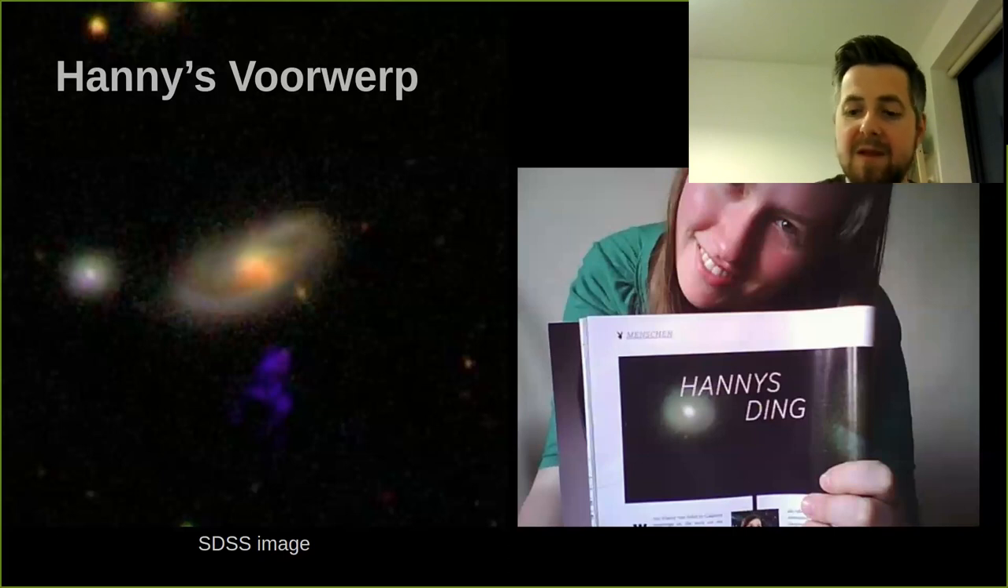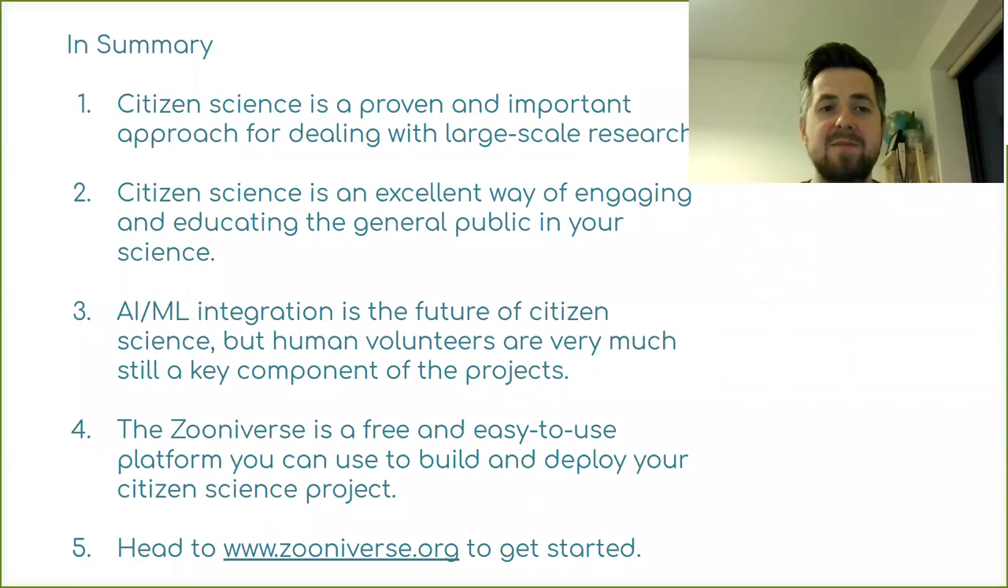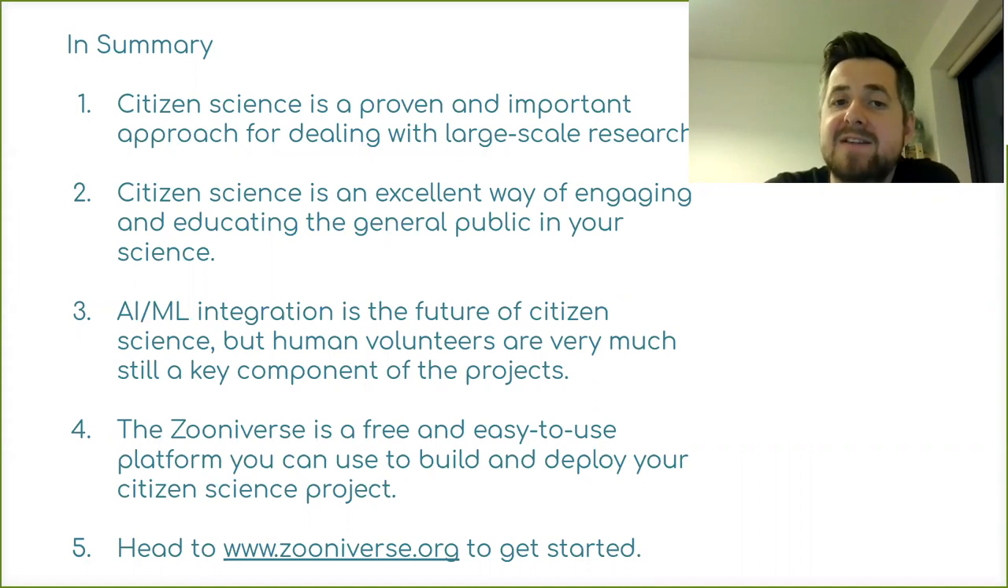So let me just finish up here with a little bit of a summary slide about what we've gone over. The first point is that citizen science is a proven and important approach for dealing with large scale research. I should mention that the projects on the Zooniverse alone have led to hundreds of peer reviewed publications in serious science journals. It is now a very well accepted method, especially in space physics, astrophysics, and in ecology. And it's becoming more accepted, as it should, in pretty much all disciplines of research.